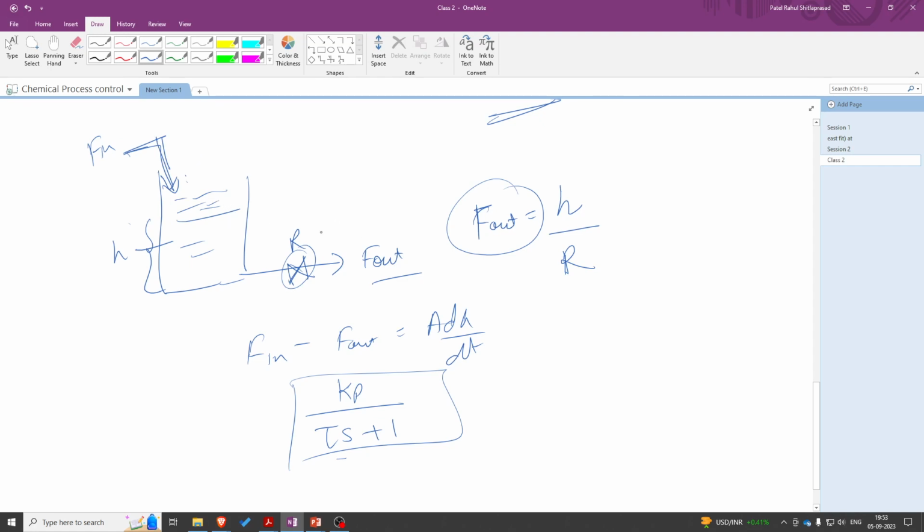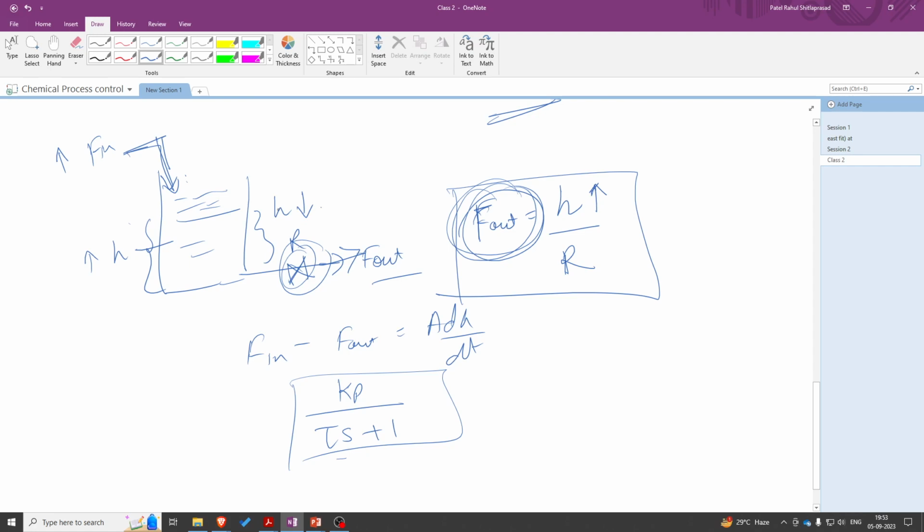Since the height of the tank will increase, we have this flow output correlation, that is F output is equal to H upon R. Since F inlet is increasing, this height will increase, so basically the flow output will increase. If the flow output increases, then on the basis of this action, the height of the tank will start decreasing. Over here we can see that we have a resistive action.